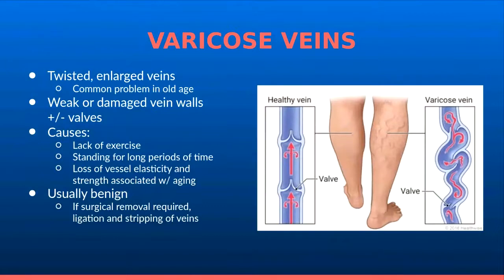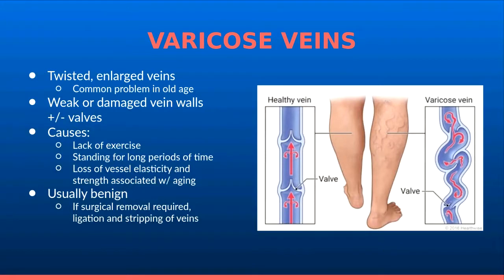Next topic, varicose veins. Okay, guys, so varicose veins are a common sighting seen in older adults. They are twisted, enlarged veins that indicate weak or damaged vein walls and/or valves. As you can see on this slide, on the right, the valves don't close properly and blood can flow backward and pool in the vein.